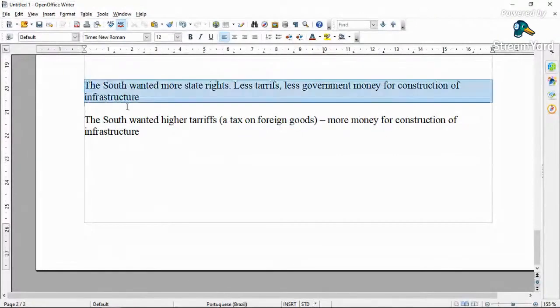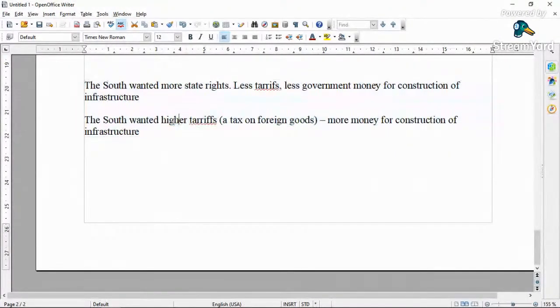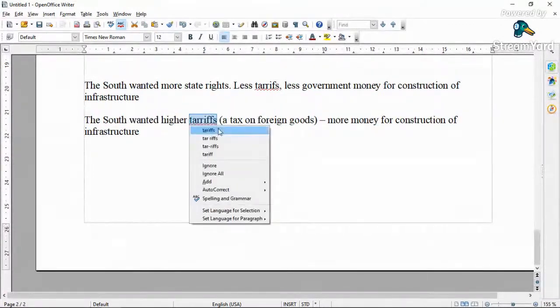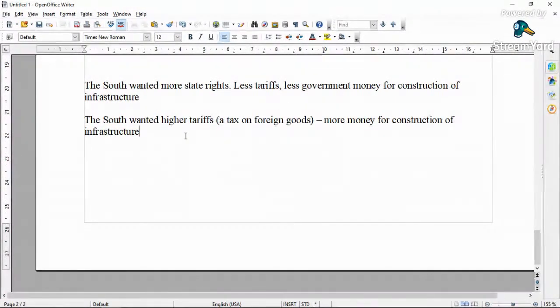My spell check is not working for some reason. Let's see here. There you go. Tariffs. Okay. Always use spell check, guys.